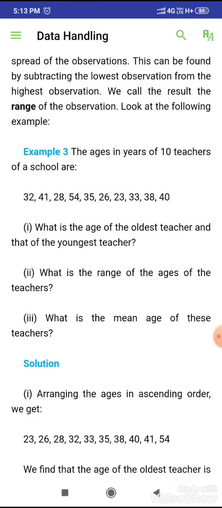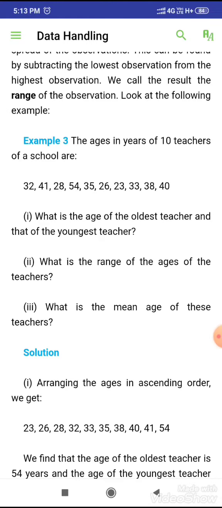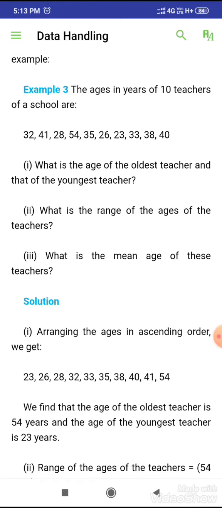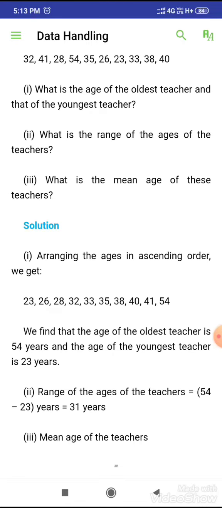So here the age of the oldest teacher is 54 and the age of the youngest teacher is 23. In the second part we have to find the range of this data. To find the range, we apply the formula of the range, and range is equal to highest observation minus lowest observation. So the highest observation is 54 and the lowest observation is 23. Therefore the range of this data is 54 minus 23, and it is 31 years.